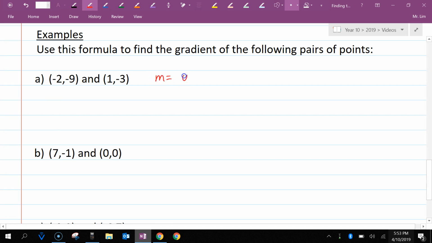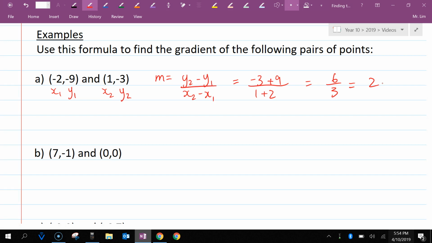So we'll write our formula, y2 minus y1 over x2 minus x1, which means we have to label these points: x1, y1, x2, y2. Well, y2 is minus 3. We're going to minus y1, which is minus 9. So when you minus 9, that becomes plus 9. x2 is 1, and we're going to minus x1, which is minus 2. So the minus 2 becomes plus 2. And so we've got 6 over 3, which is 2. The gradient is 2, which means it's sloping up because it's positive.